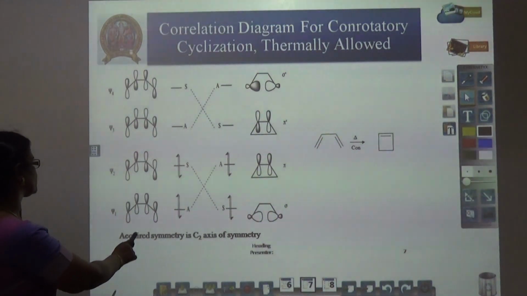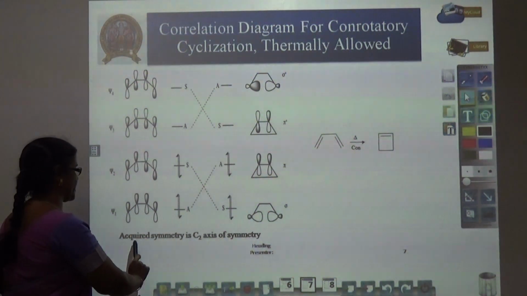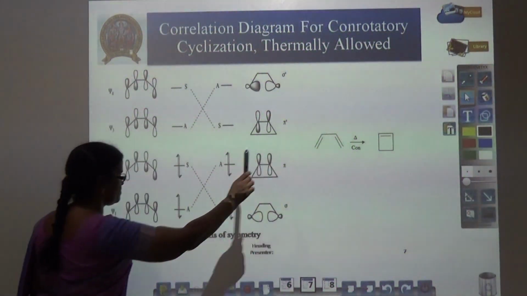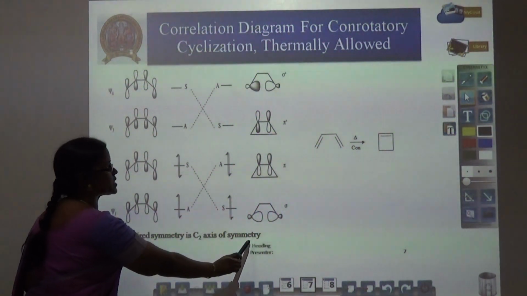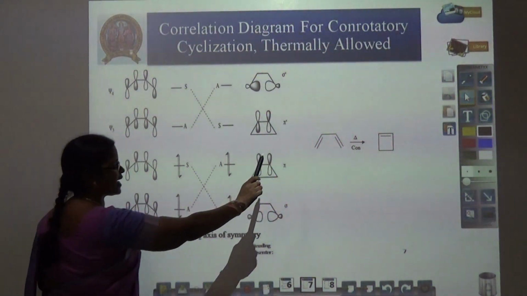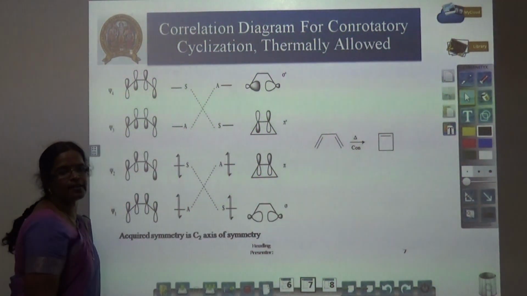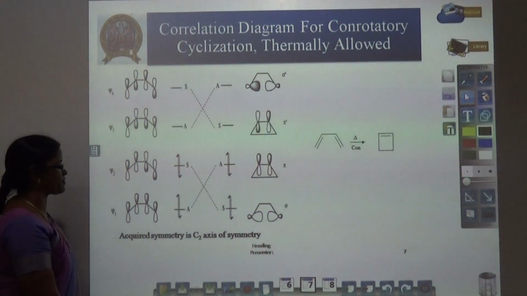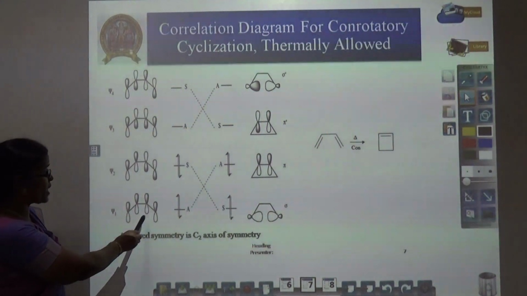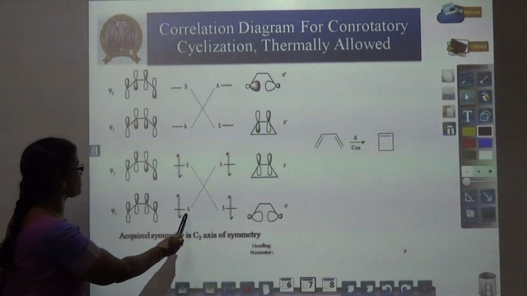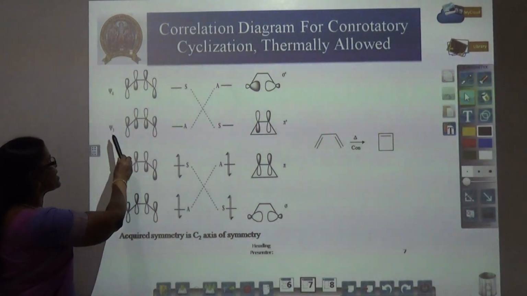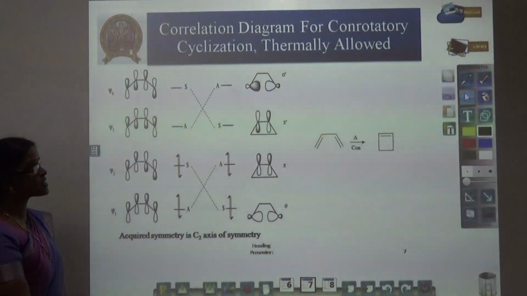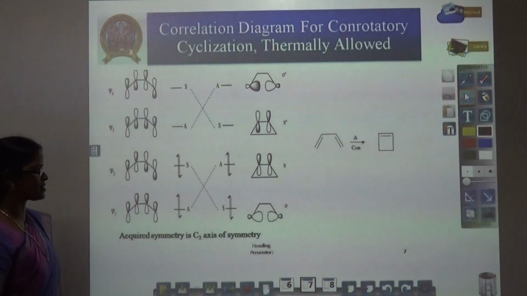Here, the rotation is conrotation, so the acquired symmetry is the C2 axis of symmetry. Again I am stressing this point: here the rotation is conrotation, the acquired symmetry is the C2 axis of symmetry. According to the C2 axis of symmetry, psi 1 is asymmetric, psi 2 is symmetric, psi 3 is asymmetric, psi 4 is symmetric. These are the pi molecular orbitals of the reactant.